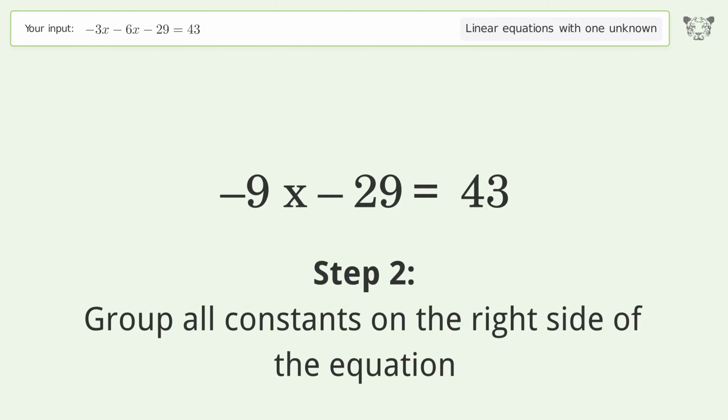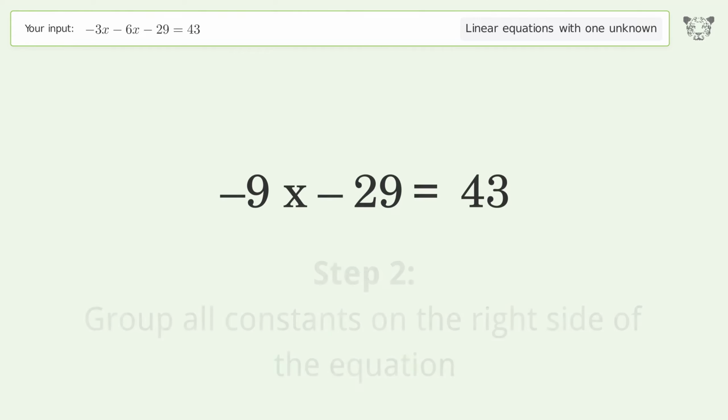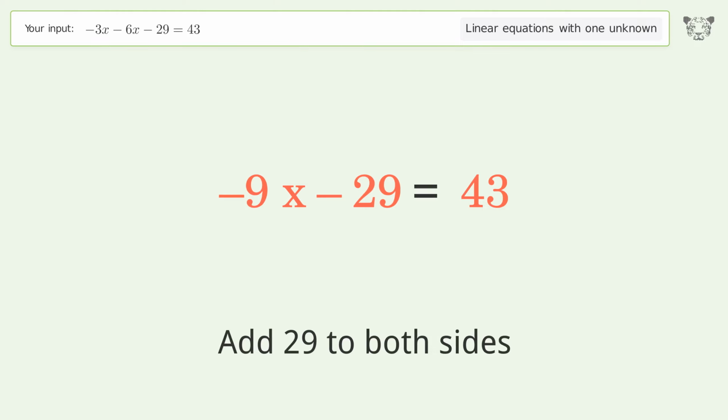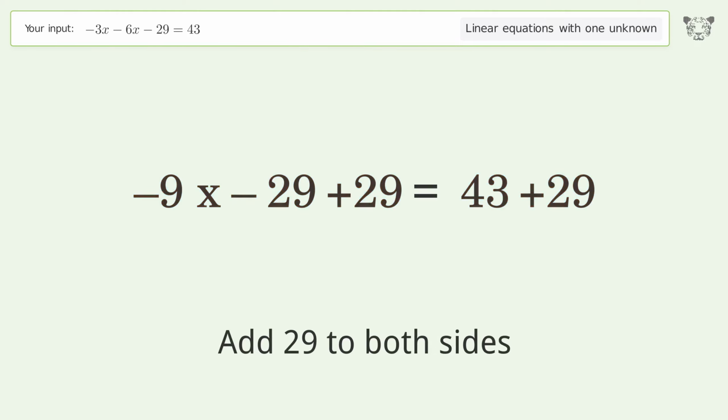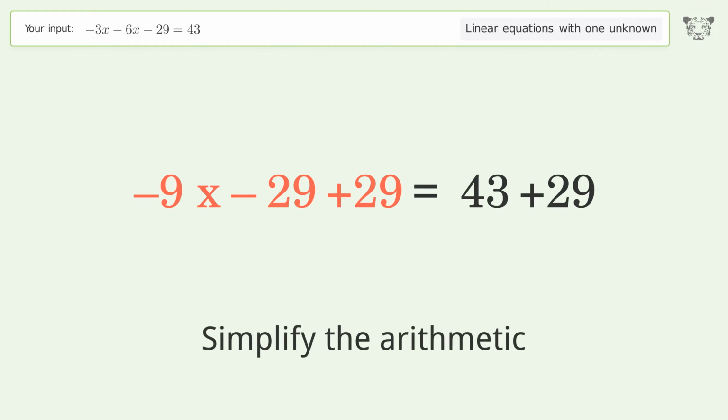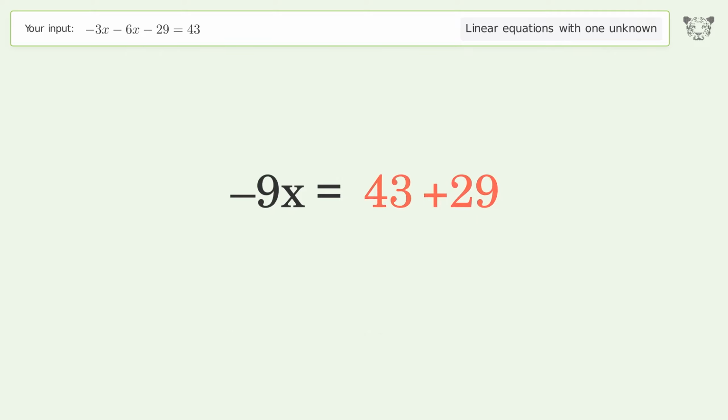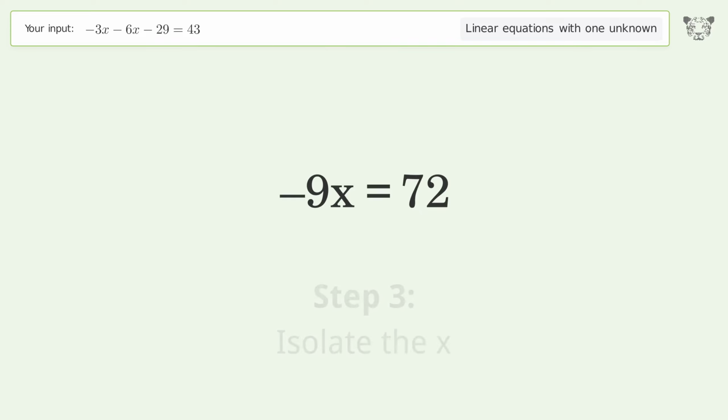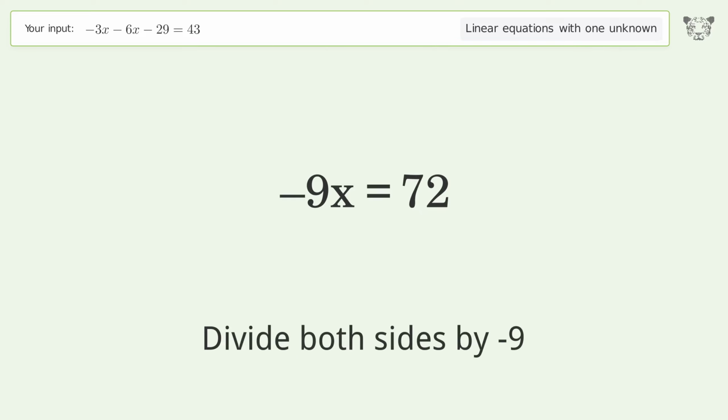Group all constants on the right side of the equation. Add 29 to both sides. Simplify the arithmetic. Isolate the x. Divide both sides by -9.